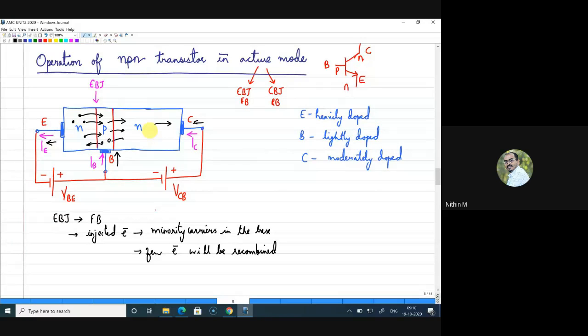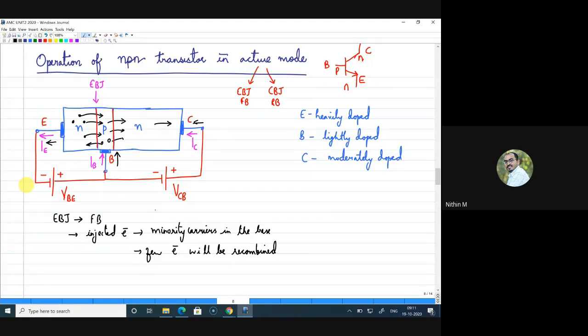But one thing is sure, that the number of electrons originating from the emitter is not all reaching the collector, because few of the electrons are getting recombined in the base region. But still, the majority of the electrons are collected by the collector, and that constitutes the collector current. Since electrons are flowing in this direction, the current will actually be flowing in the opposite direction. So collector current will be in this form. Then, because of the movement of holes here, there will be a base current, and these two will constitute the emitter current here.